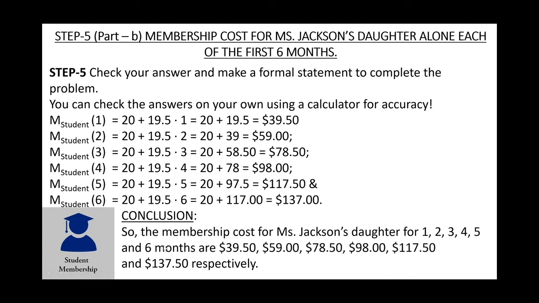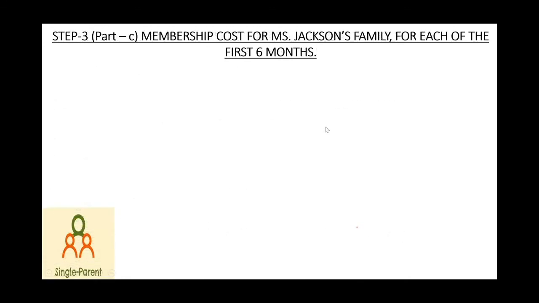So the conclusion is: the membership cost for Ms. Jackson's daughter for the first, second, third, fourth, fifth, and sixth months are respectively these values: 39.50, 59, 78.50, 98, 117.50, and 137.50. Step 3 for Part C. We need to find the membership cost for Ms. Jackson's family, not as a whole, not individual, for each of the first 6 months.